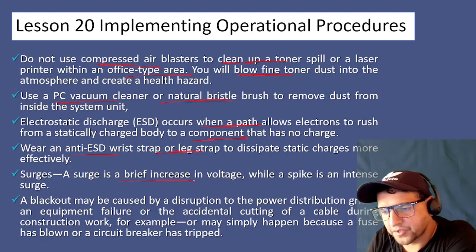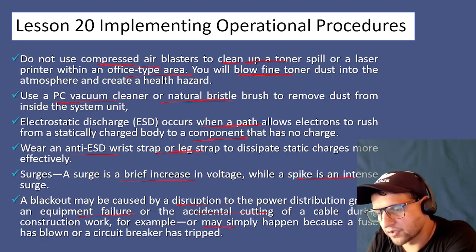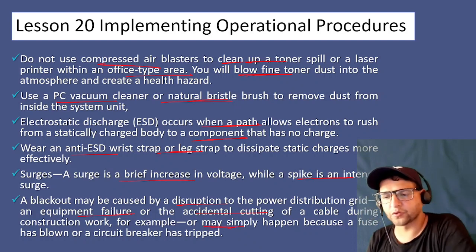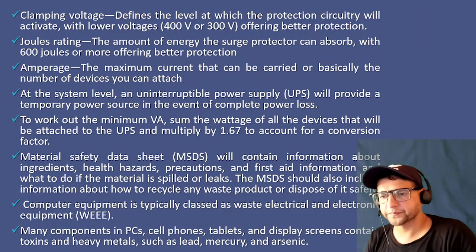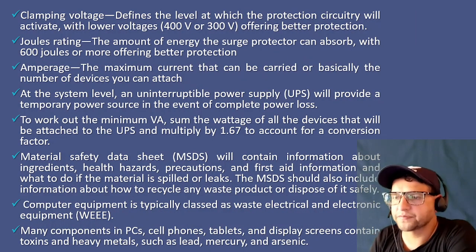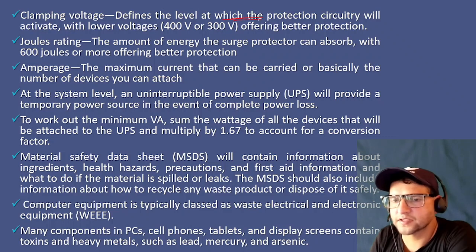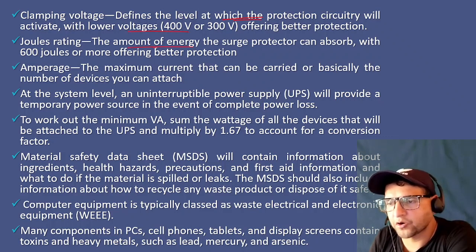A surge is a brief increase in voltage, whereas a spike is an intense surge. A blackout may be caused by disruption to the power distribution grid, an equipment failure, or the accidental cutting of a cable during construction work, for example, or may simply happen because a fuse has blown or a circuit breaker has tripped. Clamp voltage defines the level at which the protection circuit will activate. Lower voltage is better. Joule rating is the amount of energy that a surge protector can absorb. 600 or more is better.